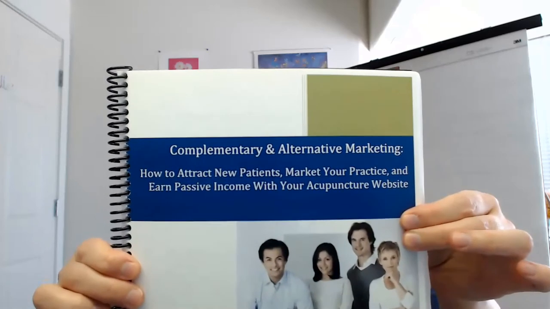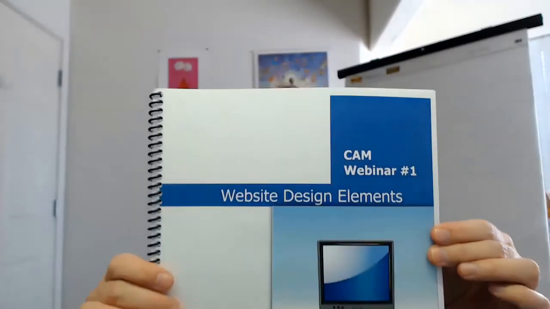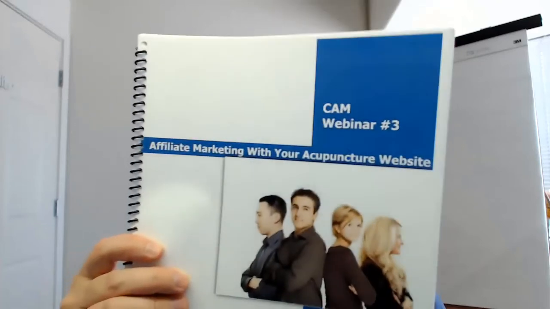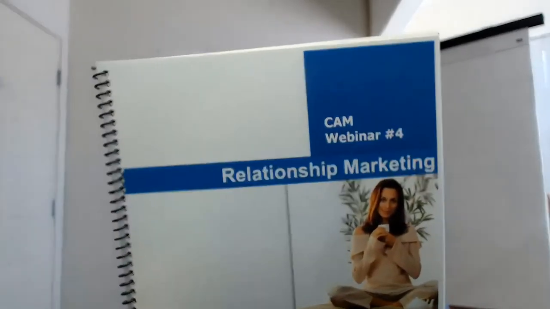Now, you may recognize this book that I've had out there since 2009. It was an ebook that I sold along with 4 hour-long webinars, which also came with ebooks: one on website design elements, another on list building and database management, another on affiliate marketing, and a fourth, again video and ebooks, on relationship marketing. And I'm going to go over how to create your own content, your own ebooks, videos, that kind of stuff later on. And I'm going to show you a super easy way to do it.